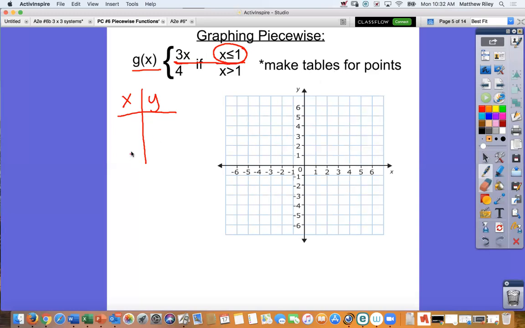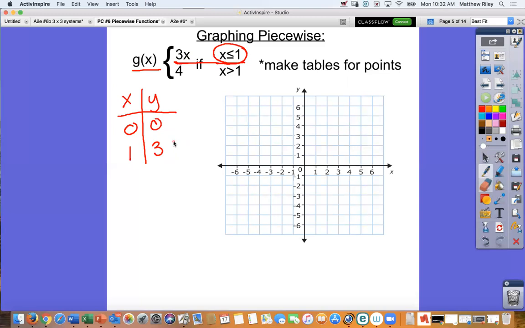So I have to start with 1, and then I need another value that's smaller than 1, because I want to only use this when it's less than or equal to 1. Well, give me a value that's smaller than 1. 0. Perfect. And plug them in. If x is 1, 3 times 1 is 3. If x is 0, 3 times 0 is 0.